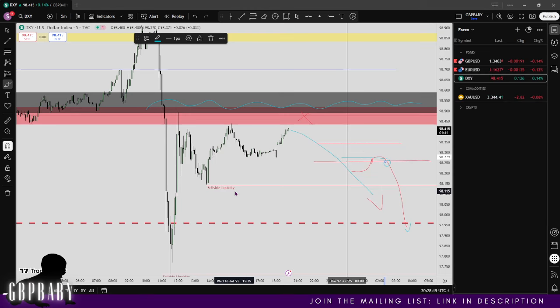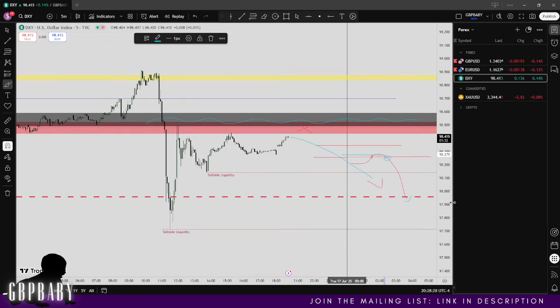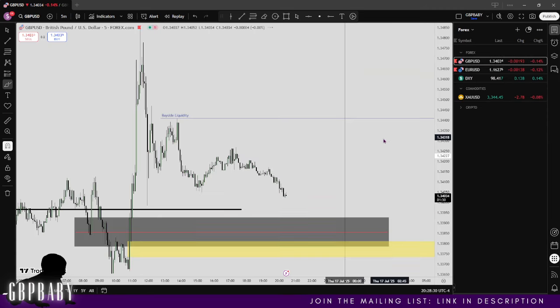So remember, this is my target. Ideally we rally and then go down, but if it doesn't, that's fine, it'll roll over, and then I'm looking at the Asia range as my setup to form. So I hope that makes sense. Same thing on GBP, but inverted.